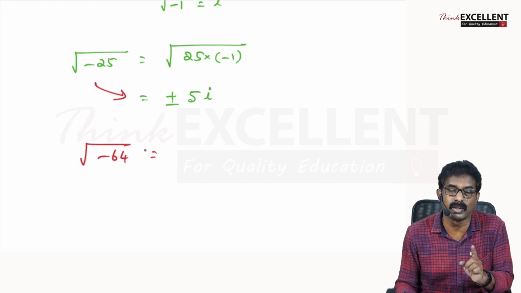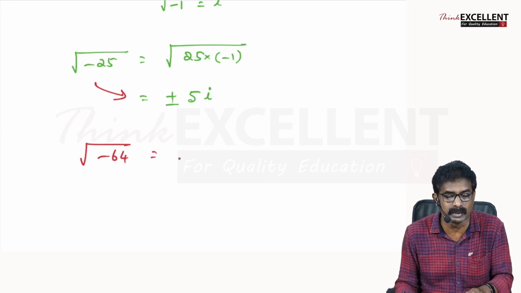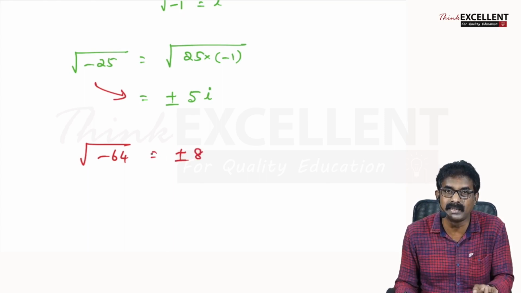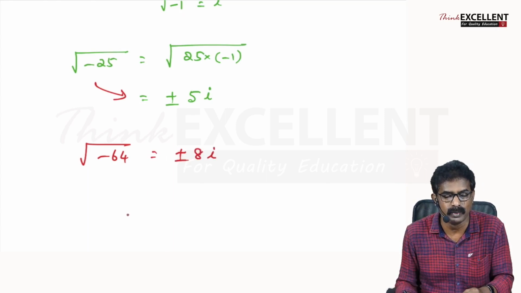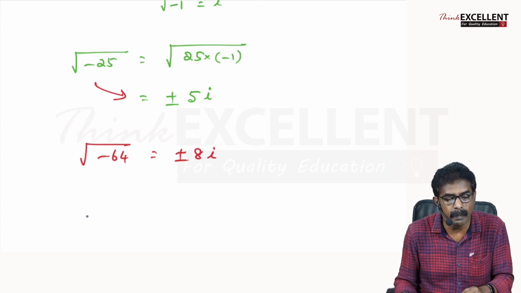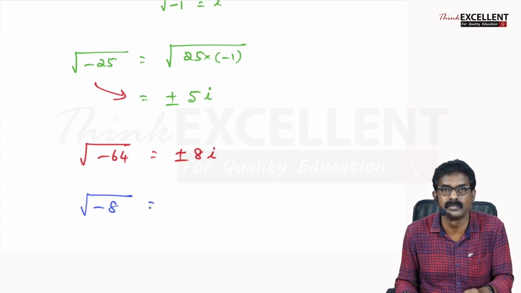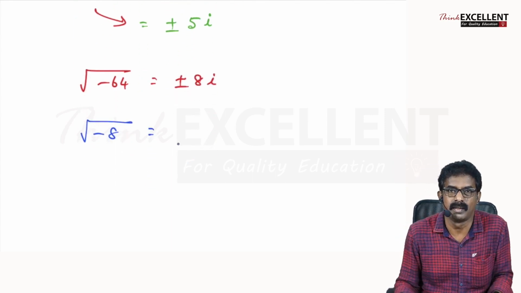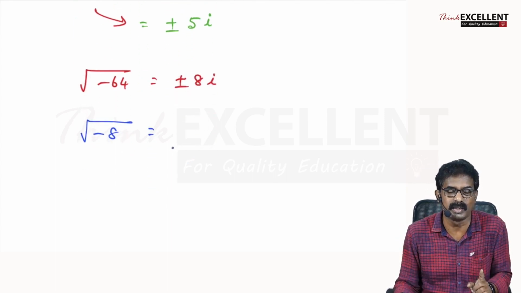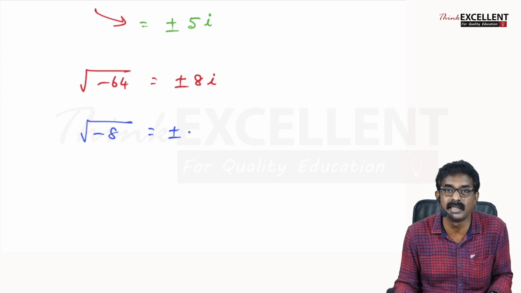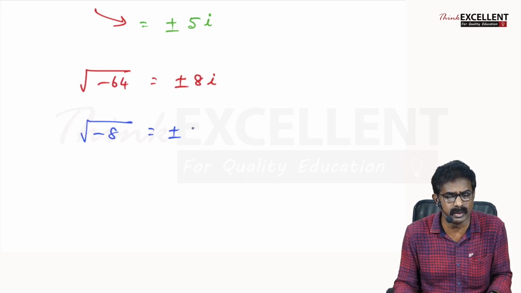So can you say what is the root of -64? Root is there, so write plus or minus. 64 square root 8. Minus is there, so you put one i. Can you say root of -8? First you see the root. Root is there, so what do you put? Plus or minus. Square root of 8 is 2 root 2, right? Minus is there, so i.